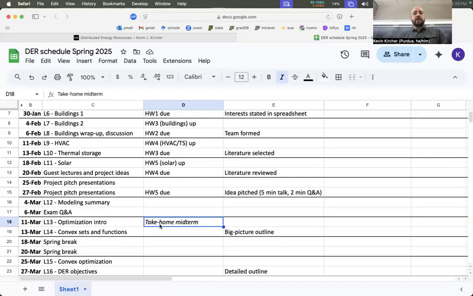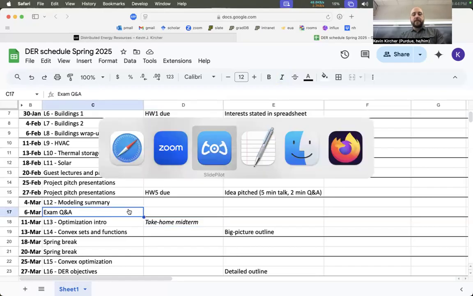Other logistical questions? All right. And we can discuss more about the format and stuff like that on Thursday as well.